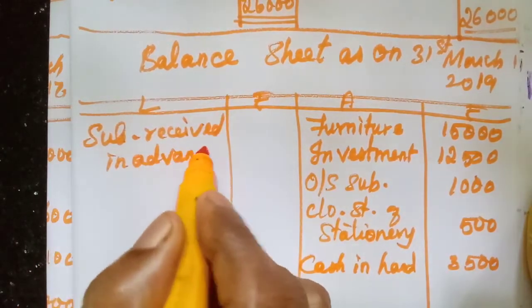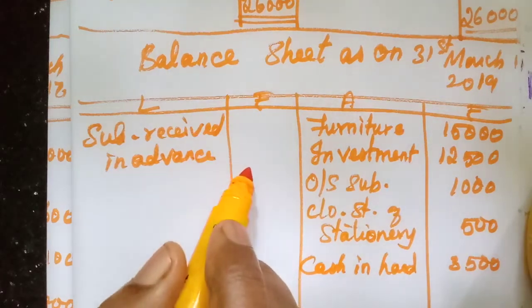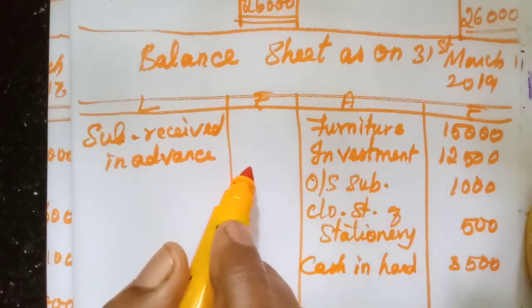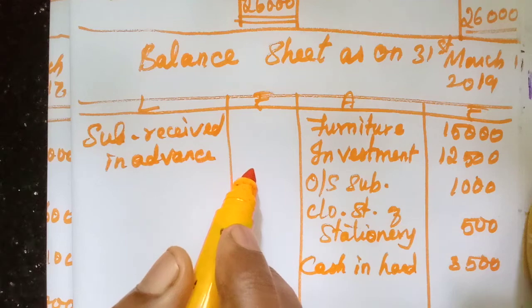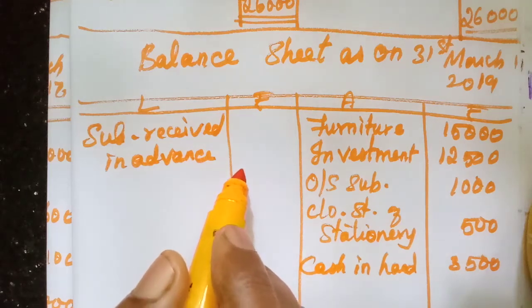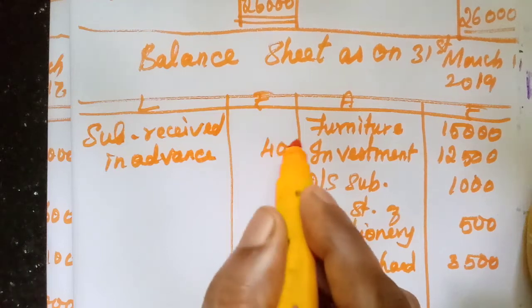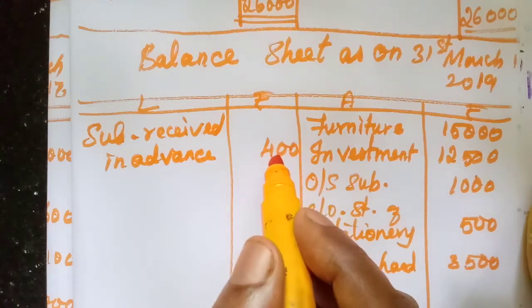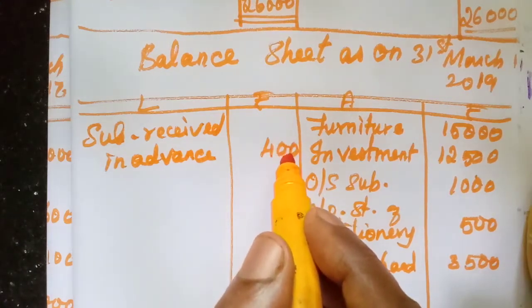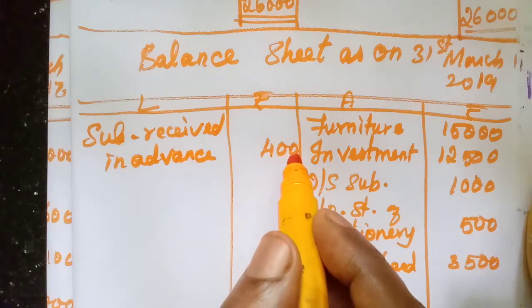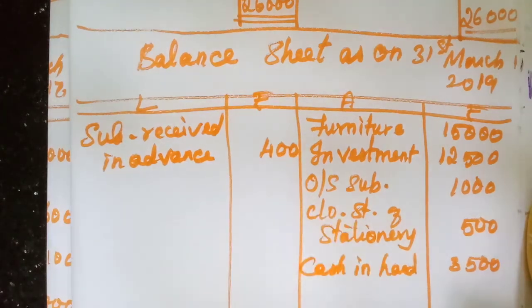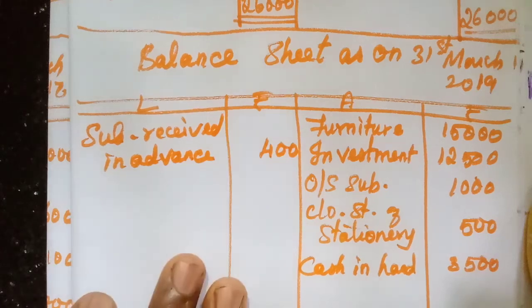If you write in a systematic way, you will not get any doubt, or you may not leave any items. That's why I'm telling you to write from the beginning. Here 1920, that 400 we need to write. Then proceeds from entertainment, that we have already entered. Sundry receipts we have entered in the income and expenditure account. Then additional information: this outstanding subscription we have entered. This stock of stationery entered.